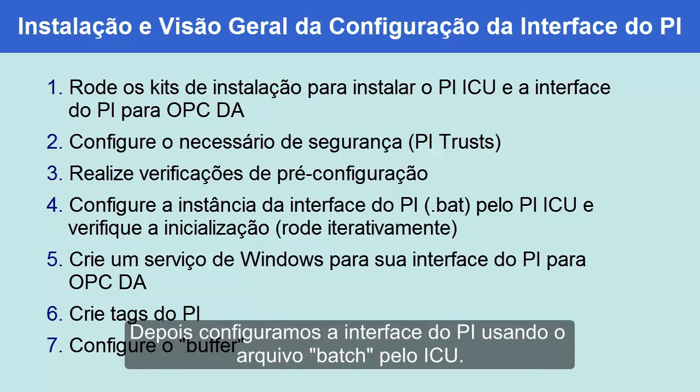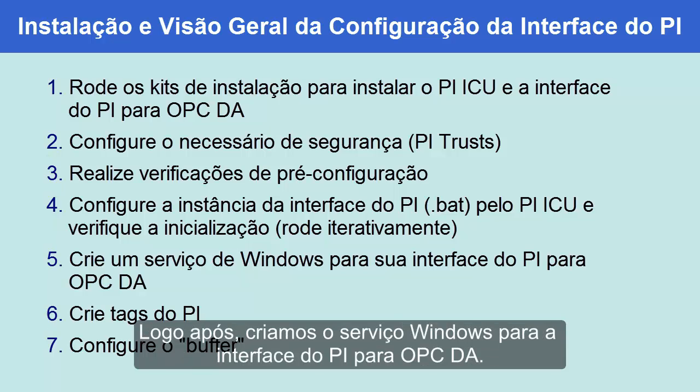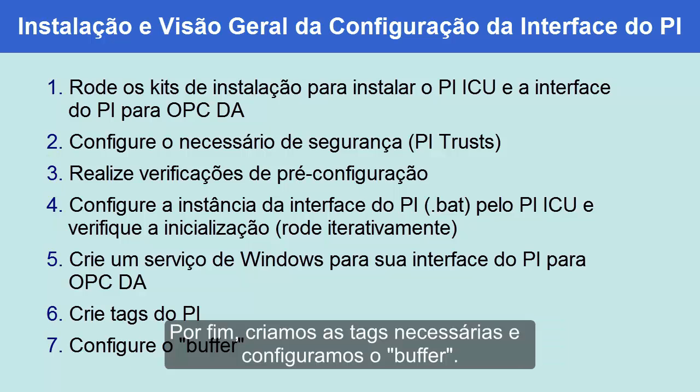Then we will configure the PI Interface instance using the batch file through the ICU and verify the startup process, wherein we need to run it interactively. Then we create the Windows service for the PI Interface for OPC-DA. Then we create the necessary PI points, and finally we configure the buffering.